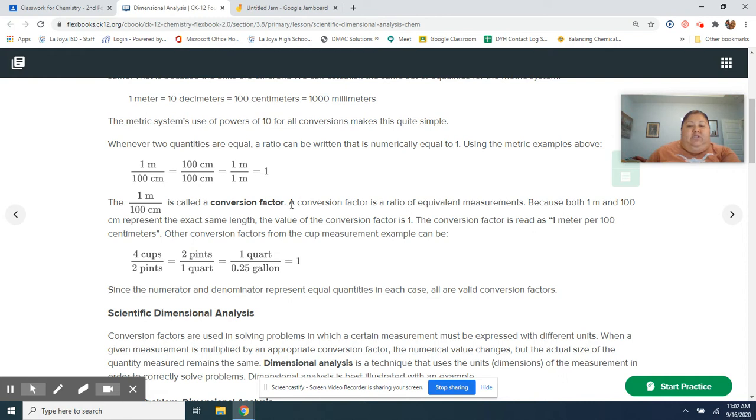Now, the actual definition of a conversion factor is a ratio of equivalent measurements. Okay, because both 1 meter and 100 centimeters represent the exact same length. I can take out my measuring tape, I can measure it, and I can say, ooh, 1 meter. Oh, look, it also says that it's 100 centimeters. Oh, look, it also says that it's 1,000 millimeters. Okay, that is what's so awesome about the metric system.